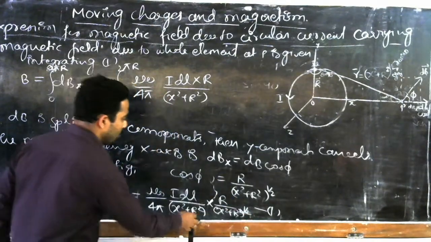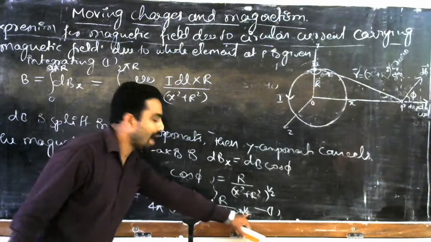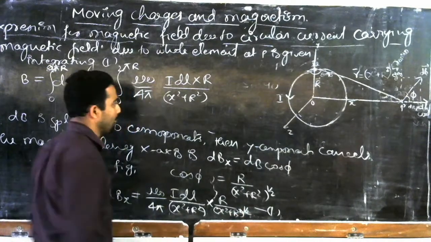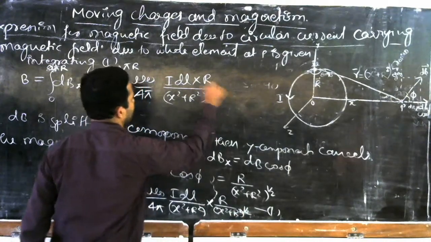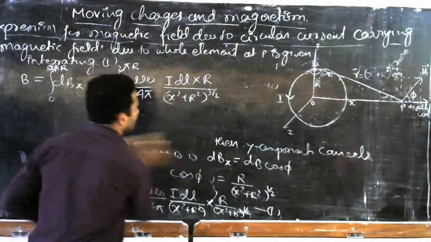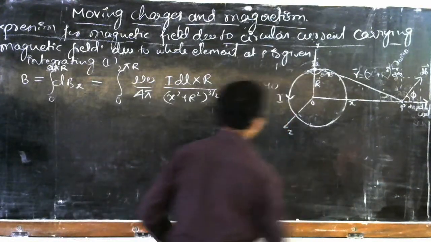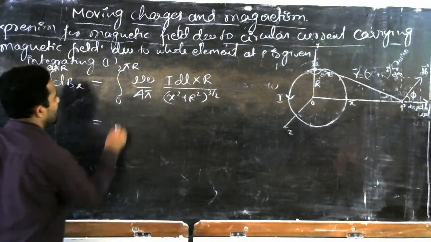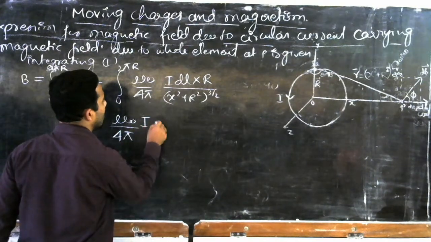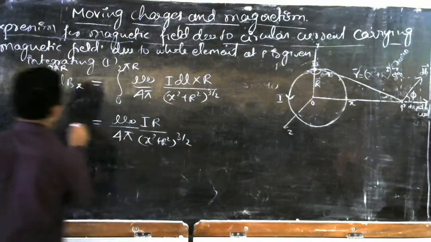x square plus r square to the power, here we have a power 1, here we have a power half. The denominators are the same, so we can add the powers: 1 plus half gives 3 by 2. So x square plus r square to the power 3 by 2. Which is the varying quantity here? The variable here is dl. So we have to integrate that quantity, and take the other things, which are constant, outside: mu naught by 4 pi, I r divided by x square plus r square to the power 3 by 2.